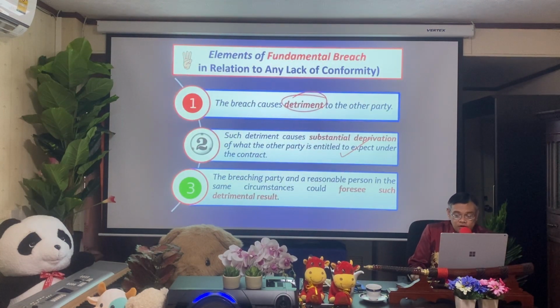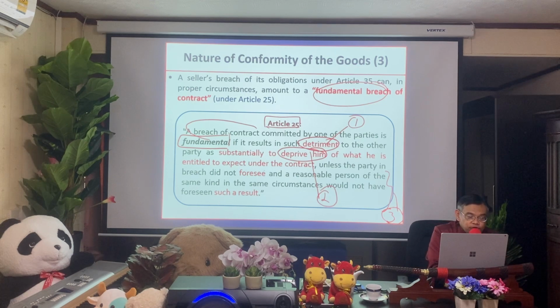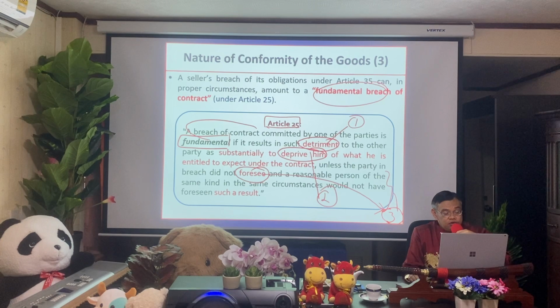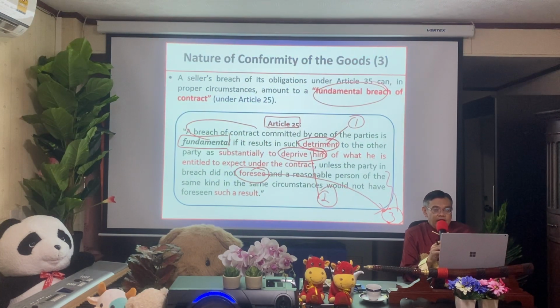What about criteria number 3? It is seen in the later part of the provision of Article 25. It is the condition with respect to foreseeability. This is the third requirement: that such detriment is foreseeable or foreseen by the parties. Which party? It is foreseen by the breaching party, and it could also be foreseen by a reasonable person in the same circumstances. So these are the three conditions for a fundamental breach.